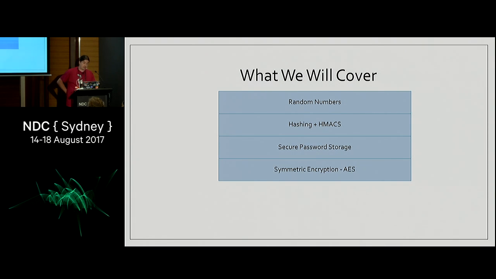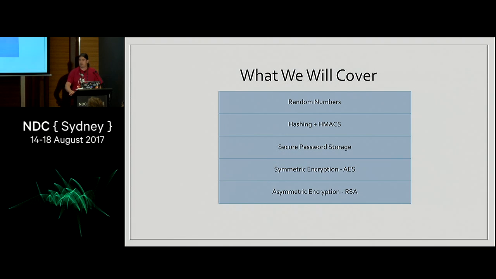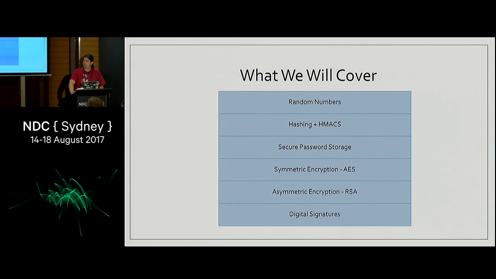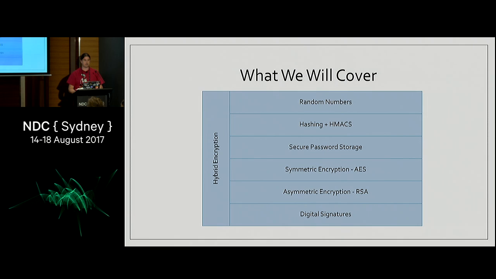Then we're going to look at symmetric encryption, so we'll look at AES and what that is and how you use it. Then we're going to look at asymmetric encryption, which is RSA. And then we're going to look at digital signatures. But once we've done that, we're not going to stop there. We're going to explore all of the different primitives that are available to us in the .NET Framework. But the real value is when we start combining them together to do what's called hybrid encryption. So we're taking the best of both worlds from all these different primitives and using them together.